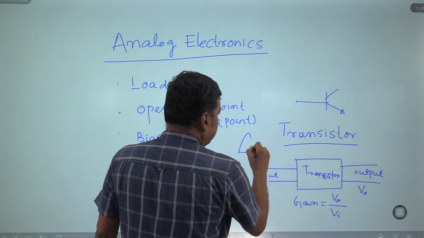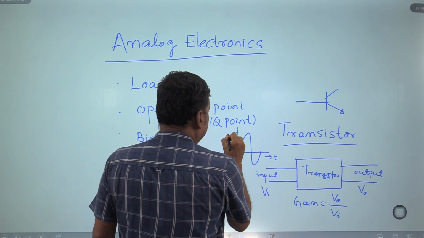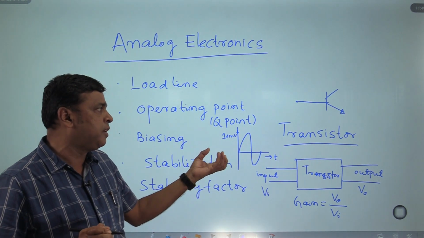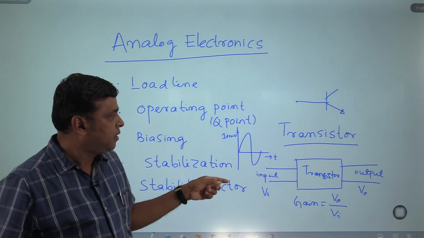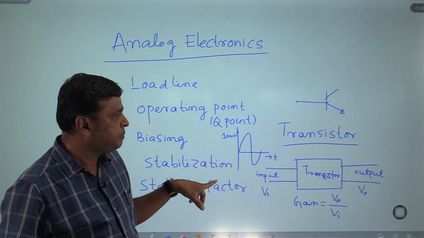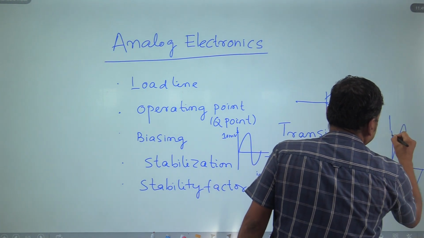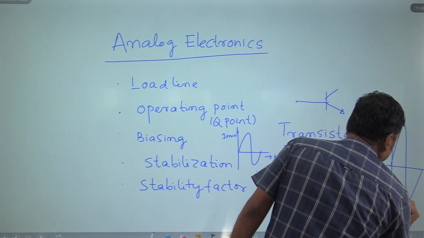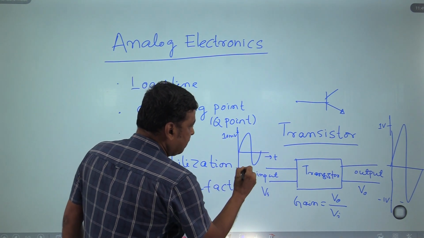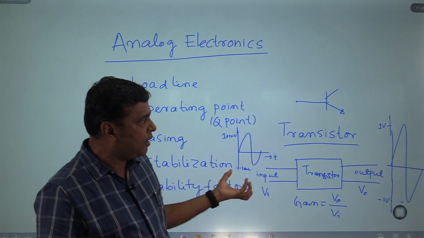Suppose we are giving a signal as input, here a sinusoidal signal, and suppose the amplitude is 10 millivolt. This amplitude determines whether the signal is low or high. This is the 10 millivolt signal we are applying. Your y axis is voltage and x axis is time. The output we are getting is some volts. Say this is plus 1 volt and this is minus 1 volt. Similarly, this is 10 millivolt and this is minus 10 millivolt.